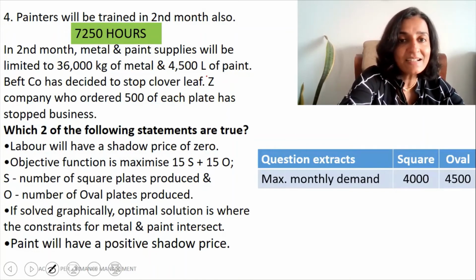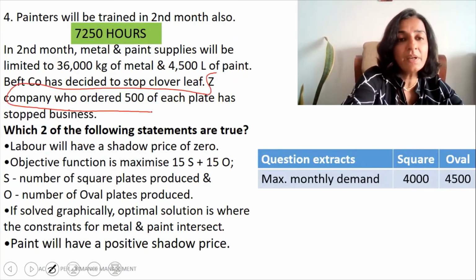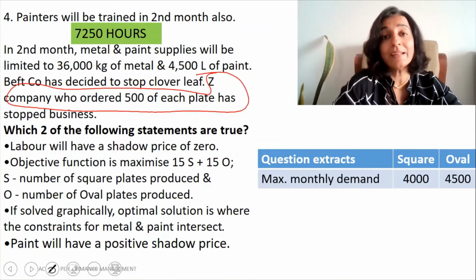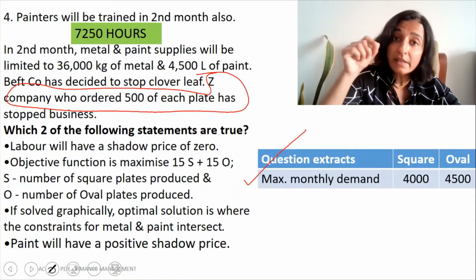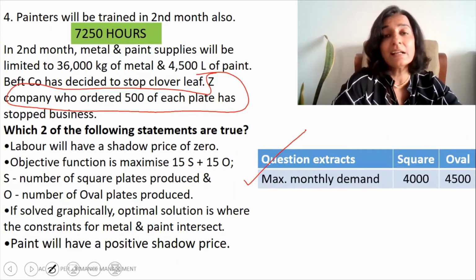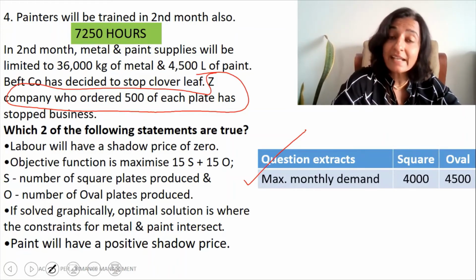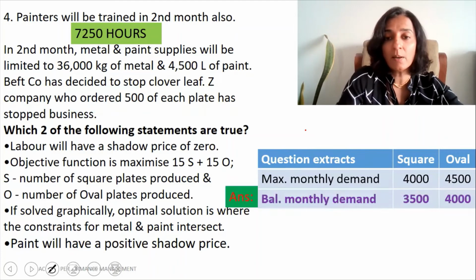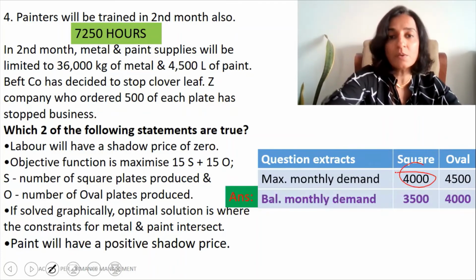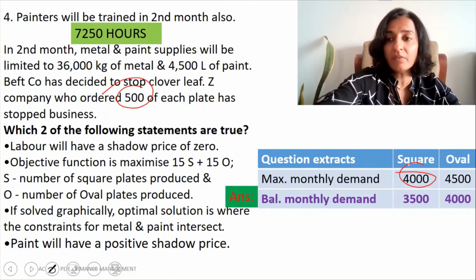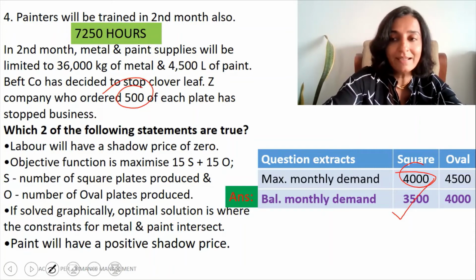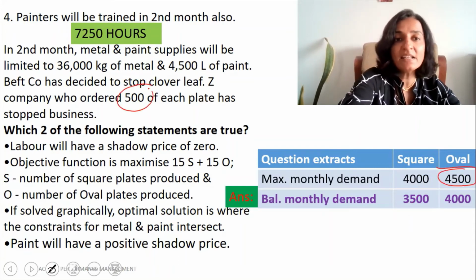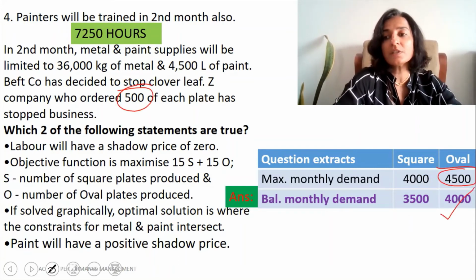Now, it has been stated in the question that the ACCA company, who ordered 500 of each plate, has stopped the business. So this maximum monthly demand includes the demand of ACCA company also. So we have to first exclude that. So the balance monthly demand is 4,000 minus 500, giving 3,500 units as the quantity demanded for the product square. And for oval, it is 4,500 minus 500, that is 4,000 units.